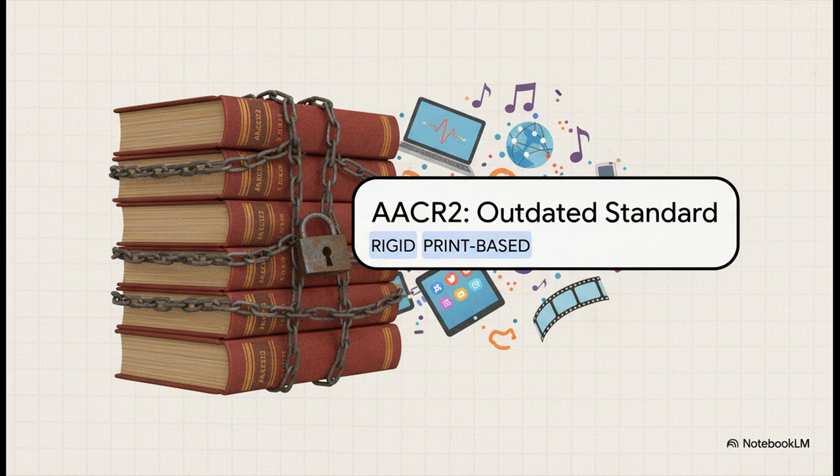The standard we used to use was called AACR2, the Anglo-American Cataloging Rules. And look, it was great for its time, but it was designed for one thing: print. It was super rigid, very technical, and when the digital age hit, it couldn't keep up. It just wasn't handling all the new formats or what users actually needed online.